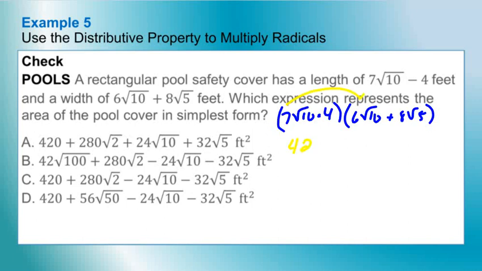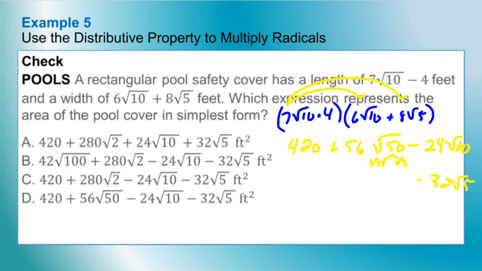Distribute. This is 420 plus 56 square root of 50 minus 24 square root of 10 minus 32 square root of 5. So to simplify this, this is square root of 25 square root of 2.